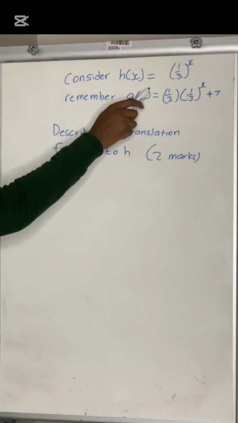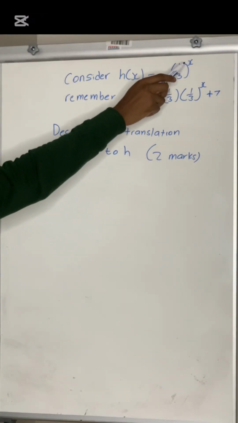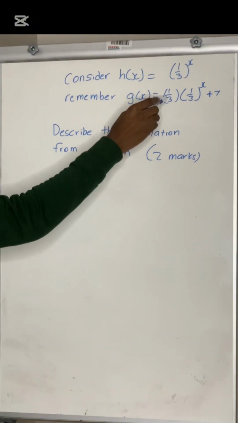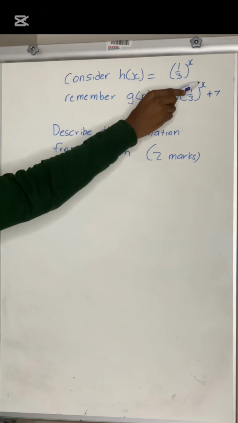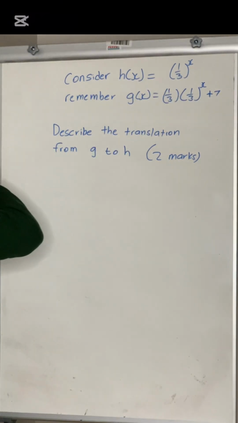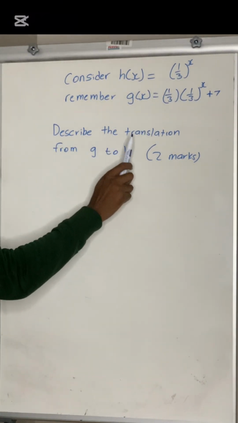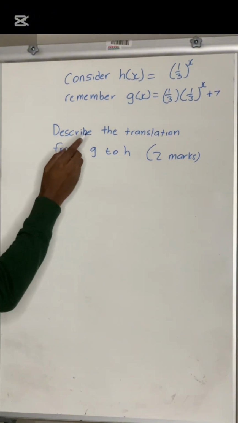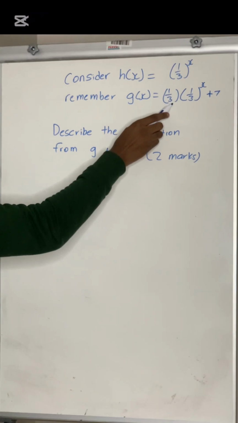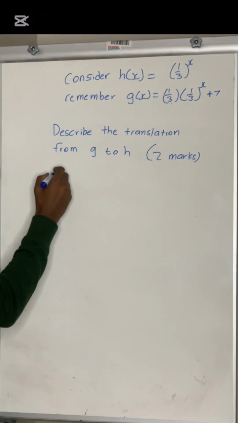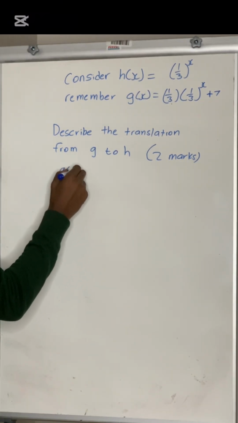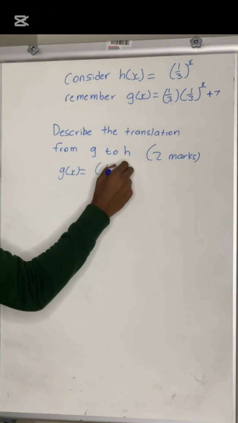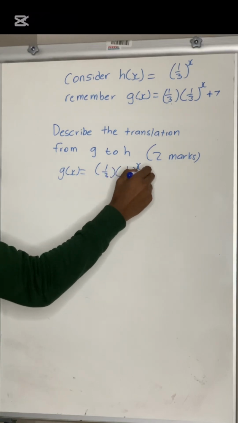Now consider h of x is equal to (1/3)^x, and you should remember that g of x is equal to 1/3 times (1/3)^x + 7. And then the question says describe the translation from g to h for 2 marks. Okay, so we're trying to describe how this changed to that. Let's now look at g of x and deal with it properly. So we have 1/3 times (1/3)^x + 7.